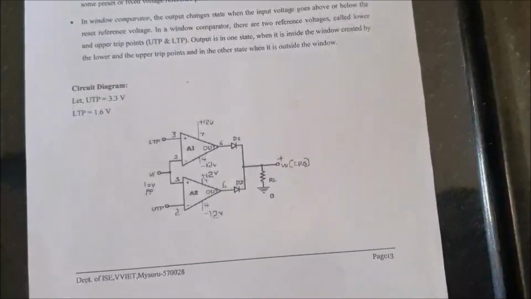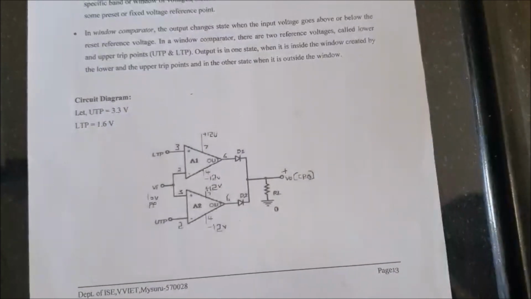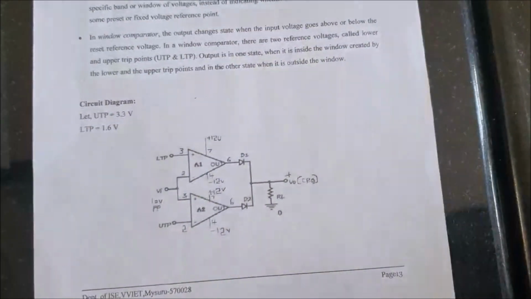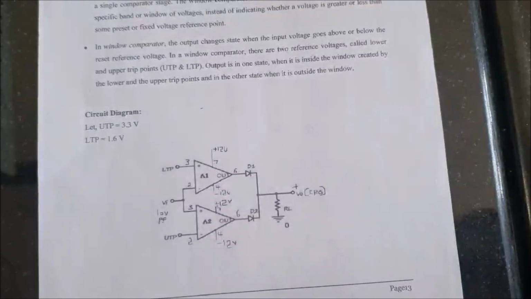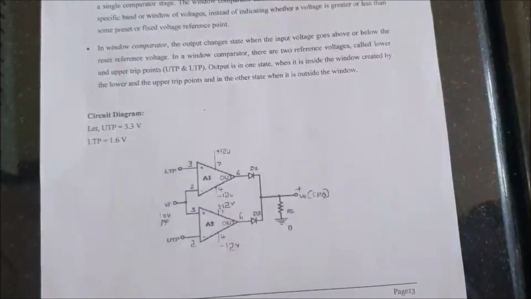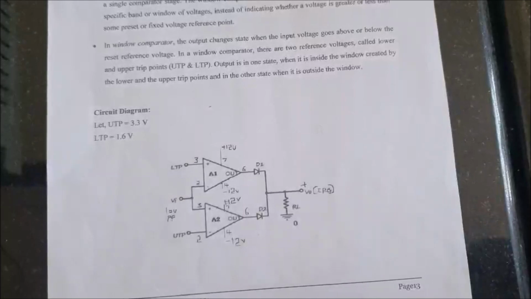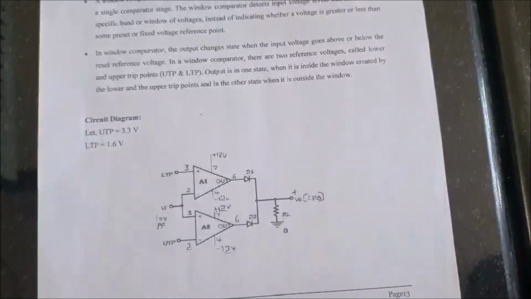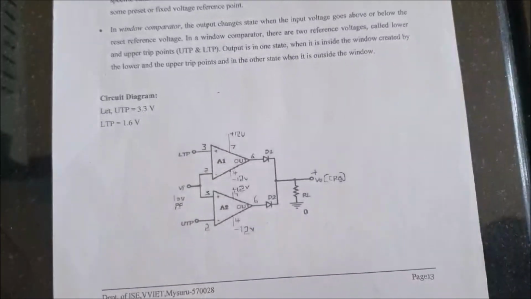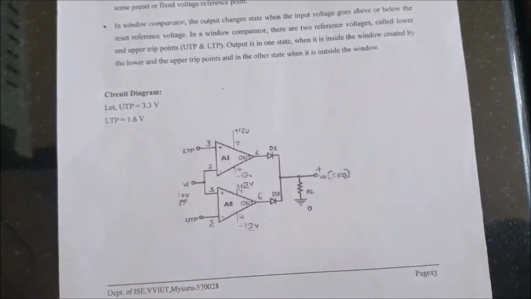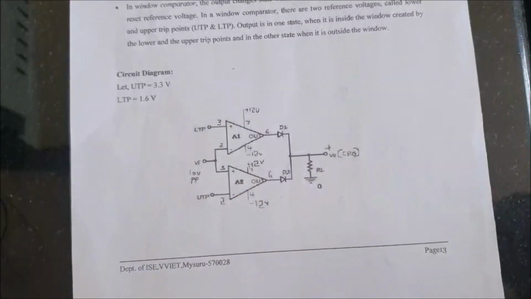Students, in this video I will demonstrate the third experiment of part A. The experiment is: using a 741 op-amp, design a window comparator for any given UTP and LTP, and simulate the same. The simulation part will be explained in the next video. In this video I will show you the demonstration of how to make the connections for this experiment.